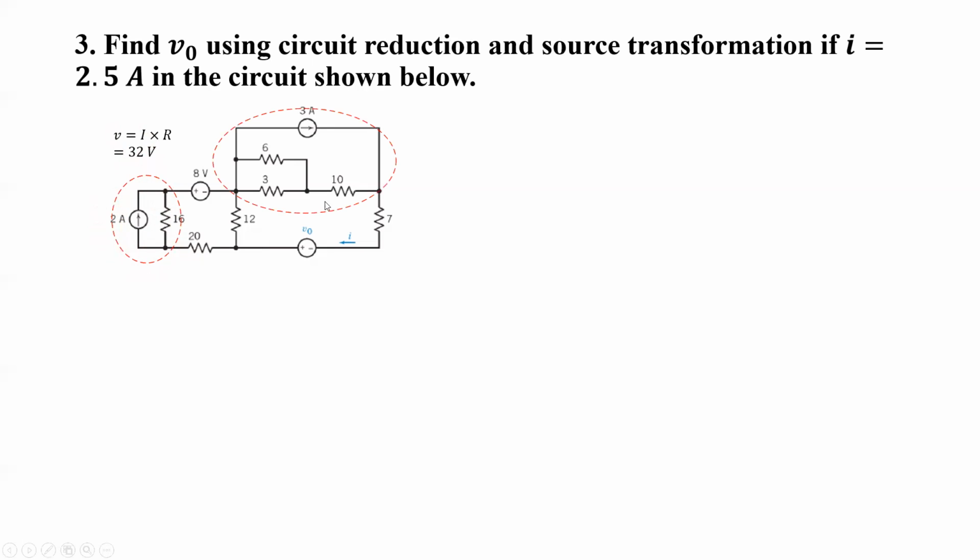And even for this part of the circuit, the 6 and 3 are in parallel, and this overall resistance will be in series with the 10 ohm. So the equivalent resistance will be given by 6 parallel 3 plus 10, where 6 parallel 3 equals 2, so 2 plus 10 equals 12.